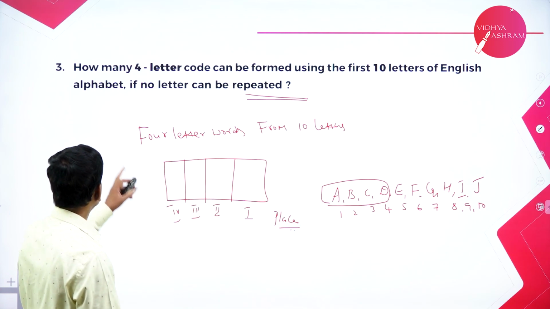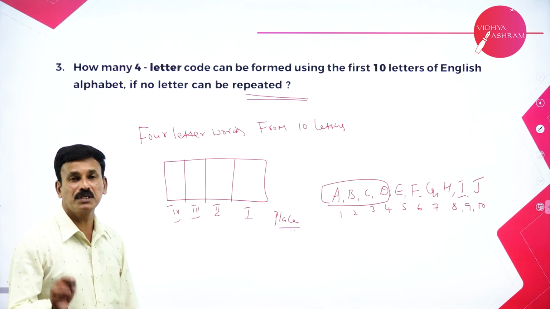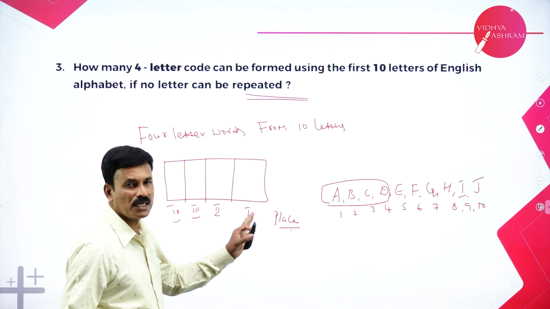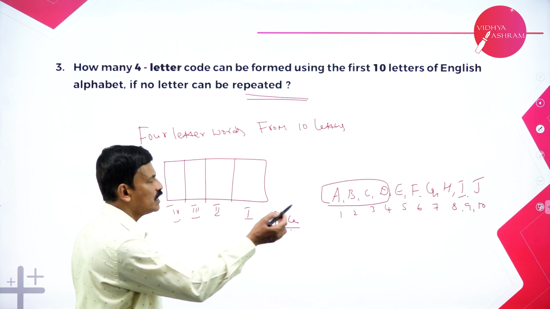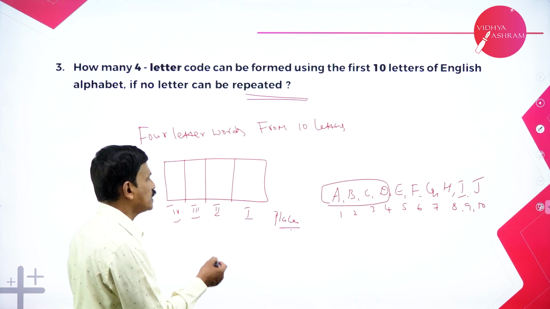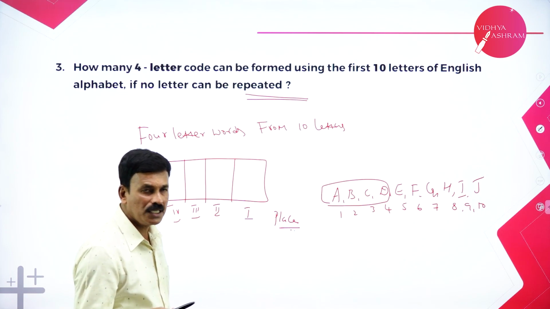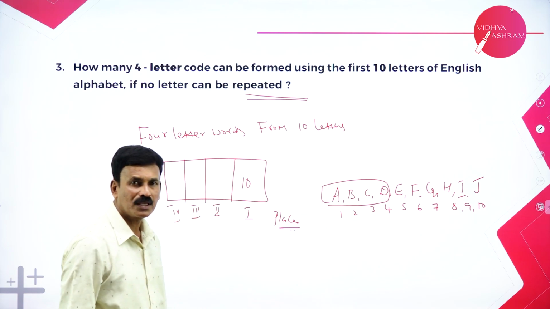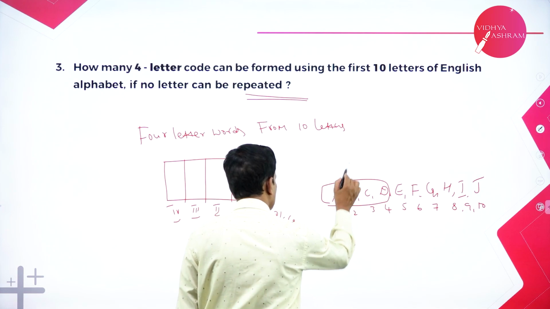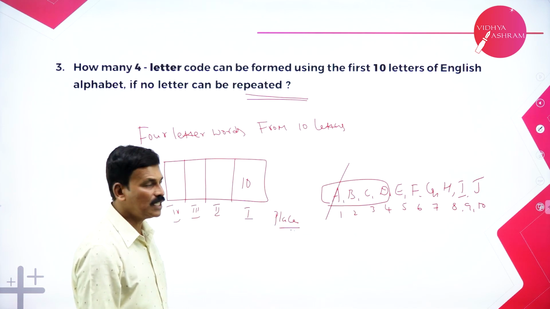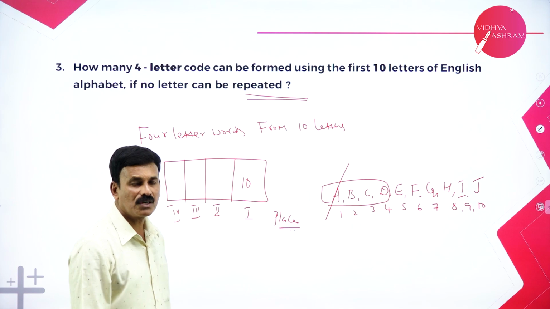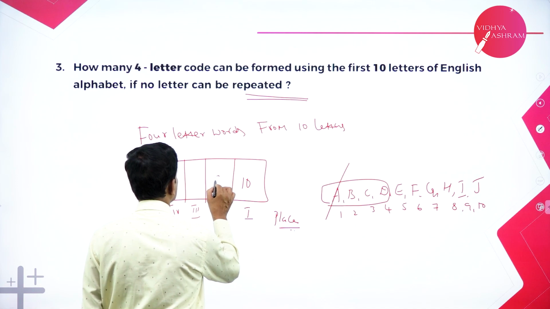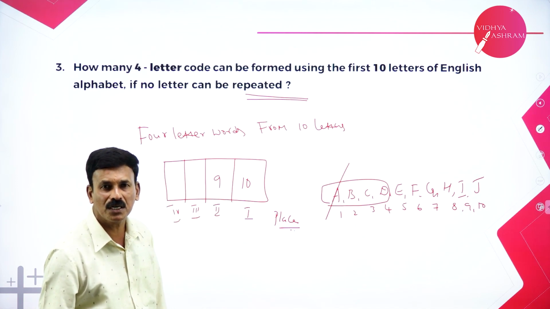So what is the condition? If no letter can be repeated, there is no repetition, which means you can fill the first place with any of these 10 letters. You can take A, B, C, D or any up to 10. So the first place can be filled in 10 ways. Once A is filled in the first place, there are 9 letters remaining, so the second place can be filled in 9 ways.